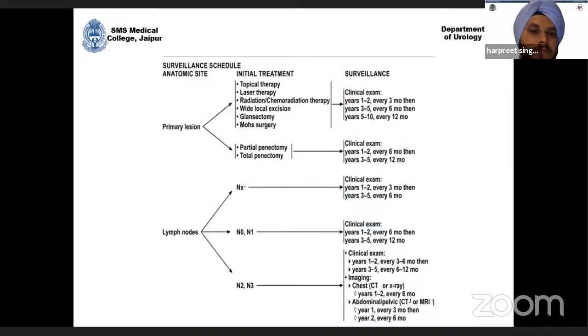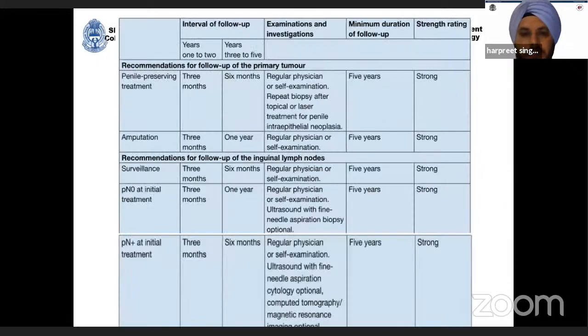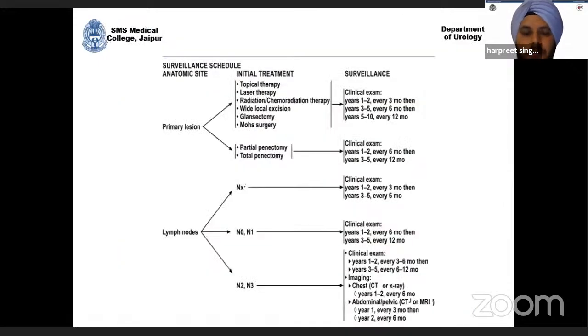According to NCCN, these patients should be followed up to 10 years. From 5 to 10 years, they should be followed every 12 months. In patients in whom amputation was done initially, for the first 2 years they are followed up every 6 months according to NCCN, but according to EAU, it should be every 3 months.